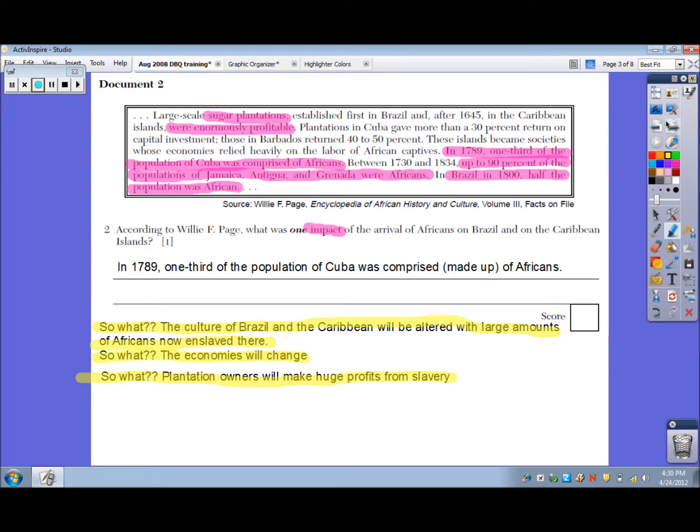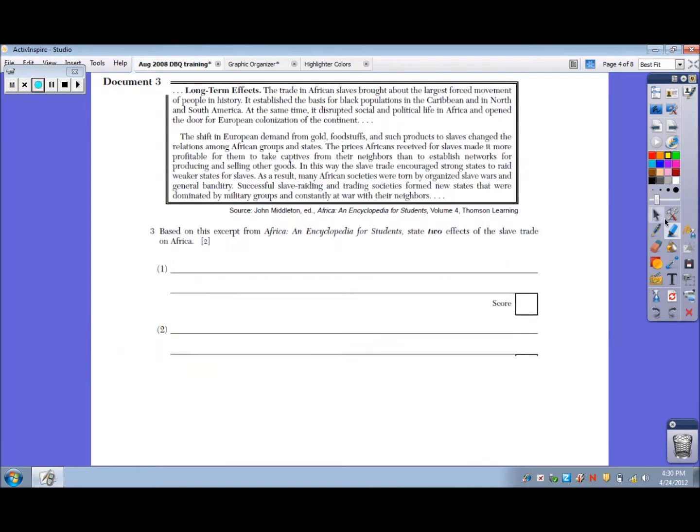So document 2, I'm going to move on here, and we're going to go to document 3. Pick up your pink highlighter. And as you have your pink highlighter in hand, once again, read the question. So question 3 says, based on this excerpt from Africa in Encyclopedia for Students, state two effects of the slave trade on Africa. So you're looking for two effects of the slave trade on Africa. And with your highlighter in hand, you want to go through and highlight key information that you can use.